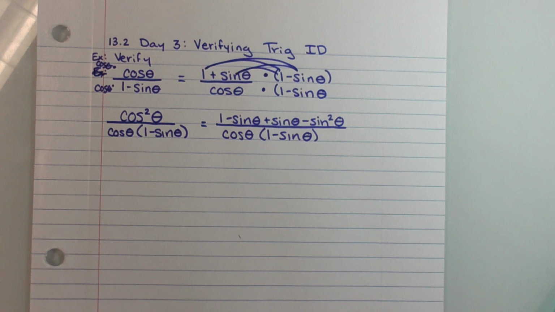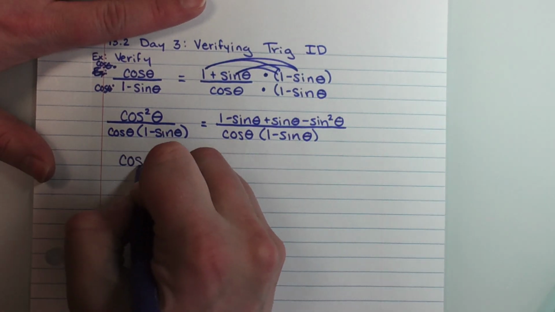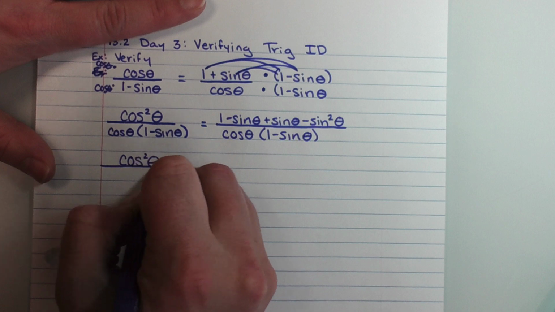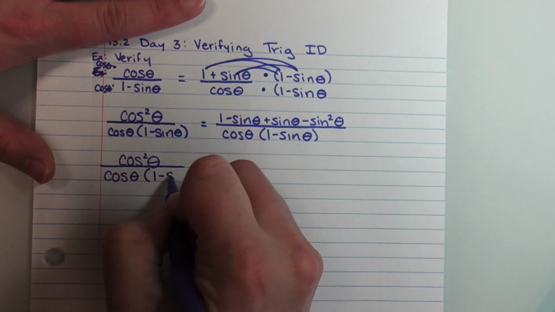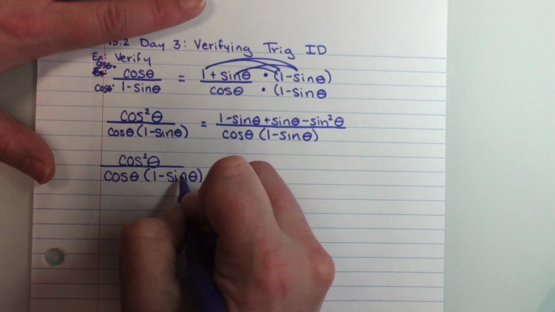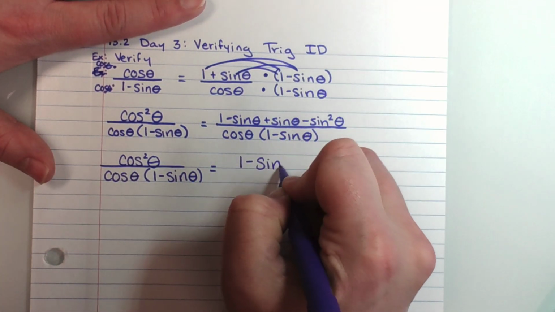Looking closer, the denominators are the same. On the right side, I can do some basic algebra stuff, i.e., I can combine my like terms. What is sine plus a negative sine? 0. They cancel out. I'm left with 1 minus sine squared theta.